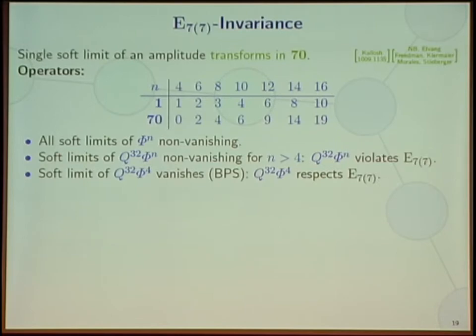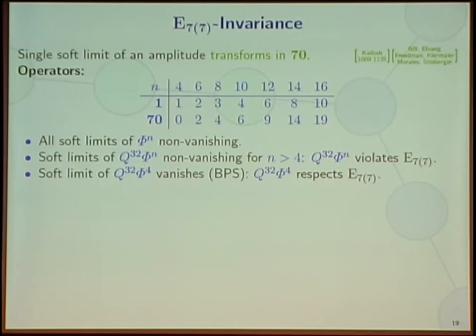It's obvious that the soft limits of phi to the n are non-vanishing, but when you add some supersymmetries, the soft limit of that might vanish, but it's not vanishing when you have more than 4 legs. So for all of these, the single soft limits for 6 and 8 and 10 and so on legs will not vanish, and therefore these counterterms will all violate E7(7). I will violate the unitarity bound soon. Okay, but the soft limit of the first one vanishes simply because there is no 70.